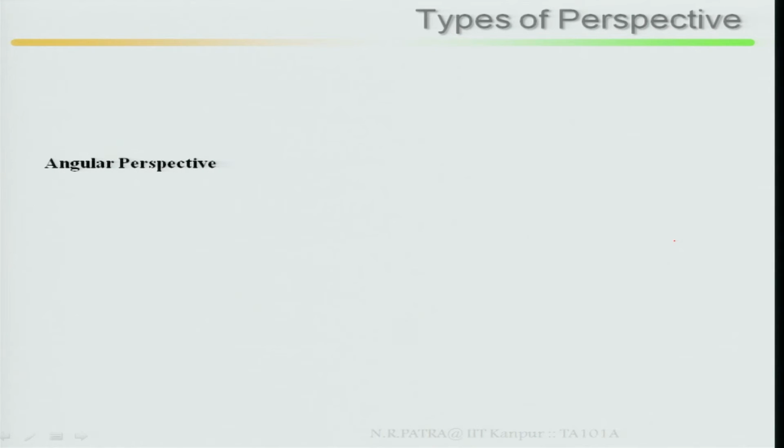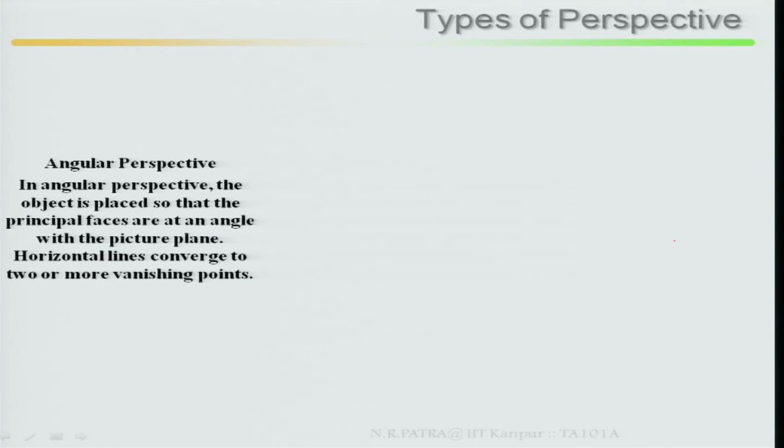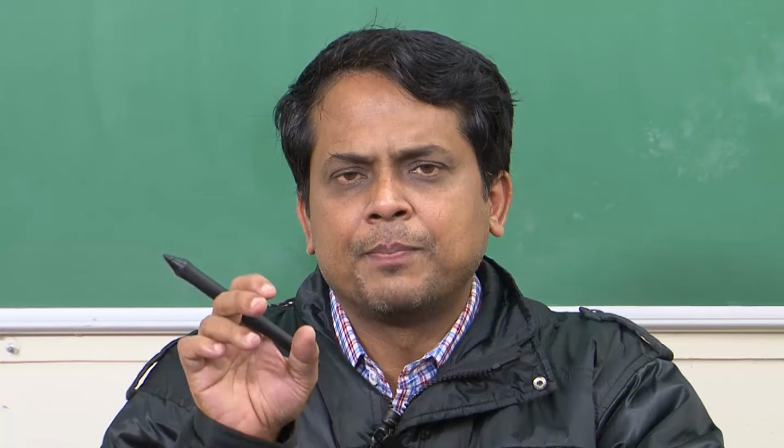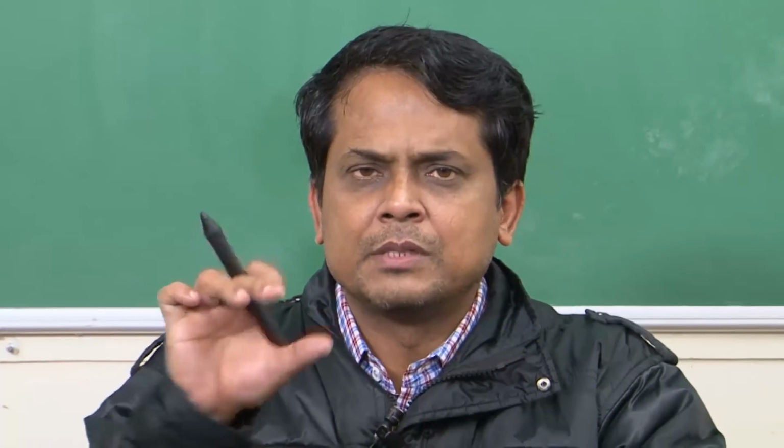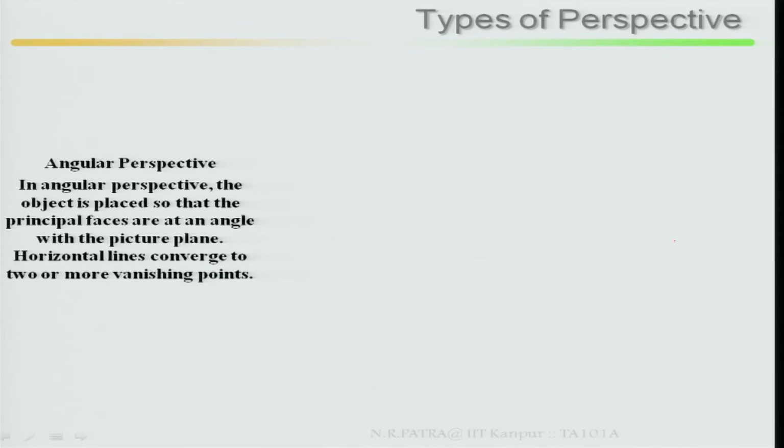Second one is your angular perspective. In angular perspective, the object is placed so that the principal faces are at an angle with the picture plane. Horizontal lines converge to two or more vanishing points. In the previous case, parallel perspective, they converge in one vanishing point. In angular perspective, they converge to two or more vanishing points.